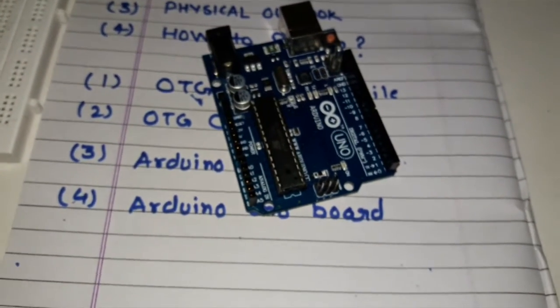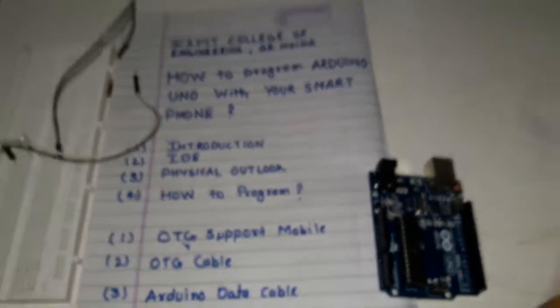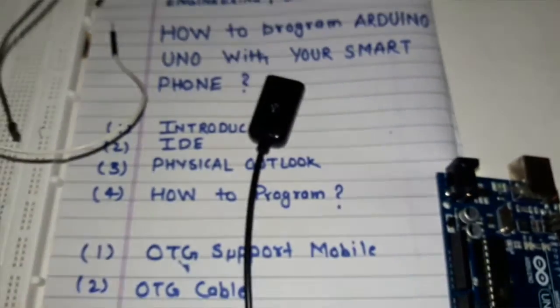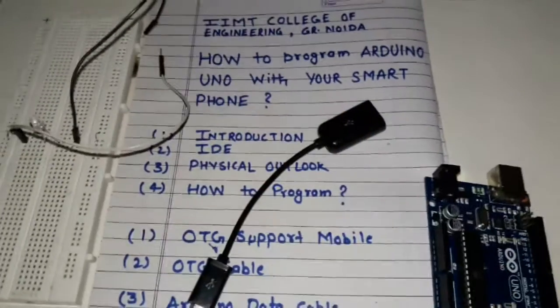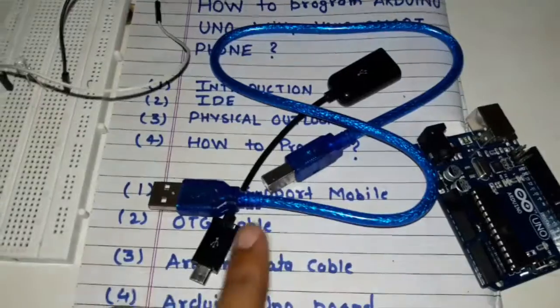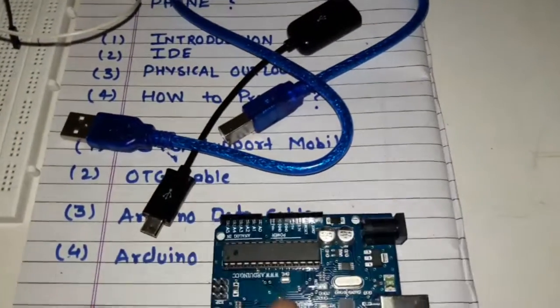First you need an OTG support mobile and an OTG cable. You can see here what an OTG cable is. Here is the OTG cable. You can see the pin. Second thing is you need the Arduino data cable. This is the Arduino data cable, and of course your Arduino Uno R3 board.